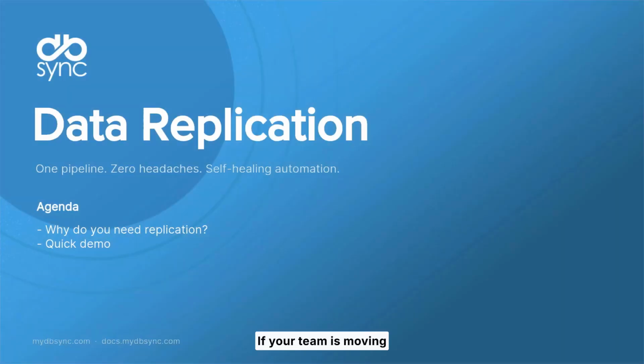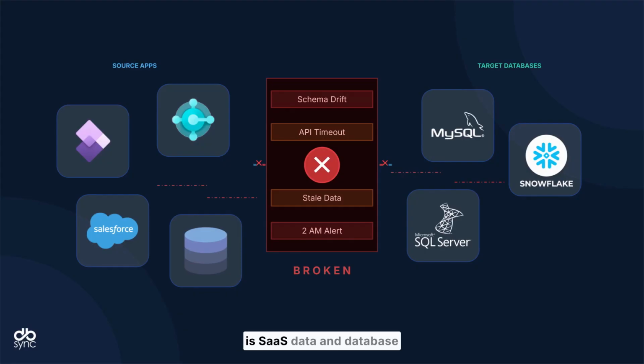If your team is moving SaaS data into a database, you know the pain. Broken pipelines, schema changes, scripts nobody wants to touch. DBsync Cloud Replication fixes all of it. One platform, zero code, self-healing pipelines. What we will show you today is SaaS data and database replication to other databases and popular data lakes.